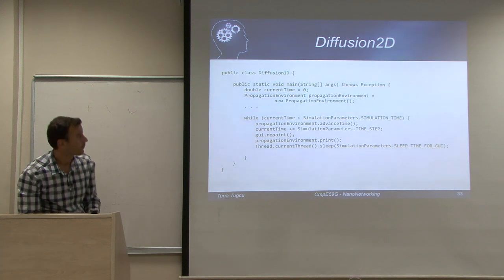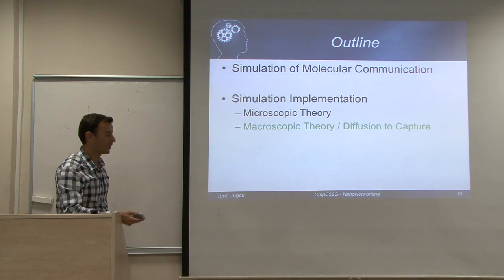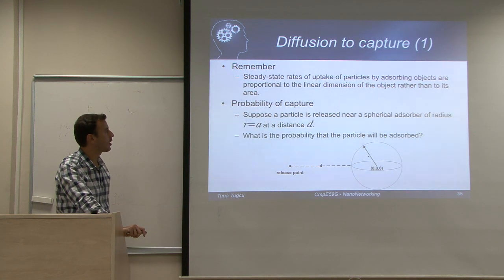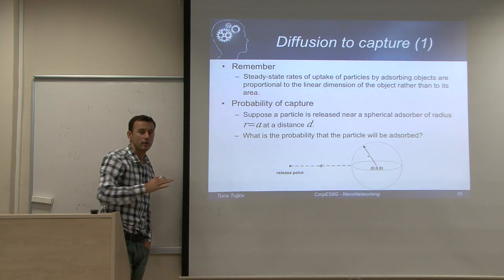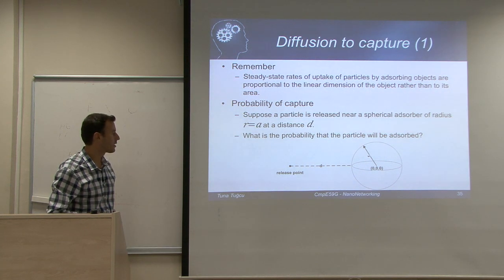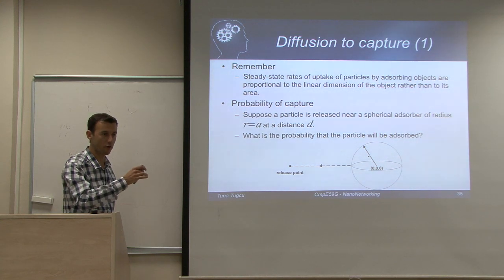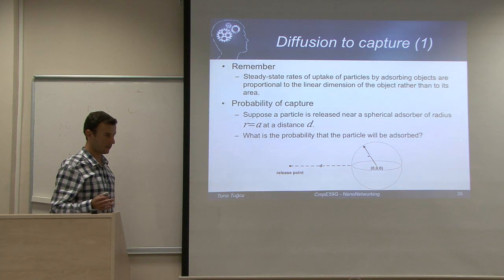The next one covered in the lecture that can be simulated easily is diffusion to capture. The idea was: what is the probability that a particle is received if I'm releasing it from here, and this is a receiver which can receive the particle if the particle hits its surface? The result was that it can be written as R over R plus D. That is a simple formula.